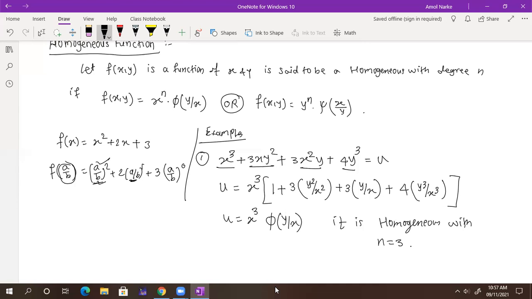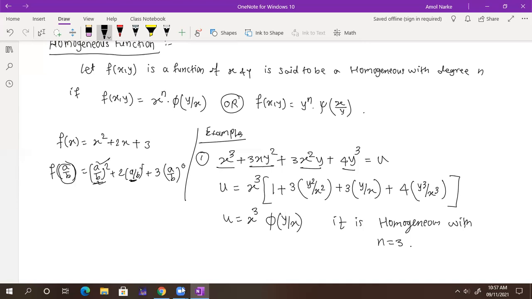Here x has a degree 2, y has a degree 1. If I do the product, it becomes degree 3. So that term also has a degree 3. So each term has the same degree, then it is homogeneous. That is what we can say in that way.